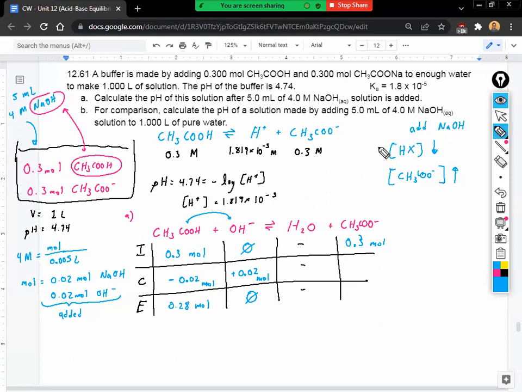We added base. That means the acid concentration is going to go down, which is why we're subtracting. And then obviously hydroxide is positive here. And for this guy right here, this is going to have a positive change. Okay, and the magnitude of that change is going to be the same, plus 0.02. And that's going to give us 0.32 moles of conjugate base at equilibrium. Okay, so like I said, same thing basically, just an ice table, but we had to keep in mind that the base gets used up completely.